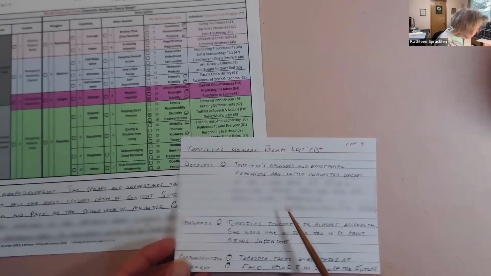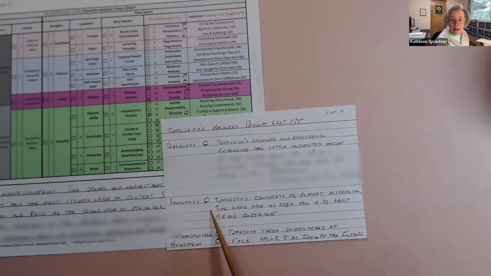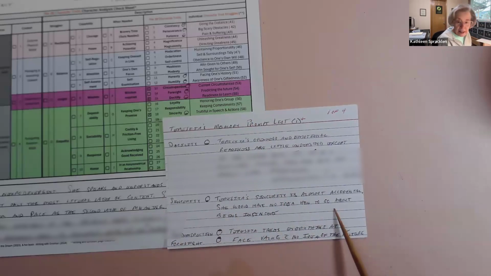Next, in base traits, is her sincerity. And she comes about her sincerity almost by accident. She doesn't have any concept of, well, how would you even go about being anything but sincere? She's so face value that sincerity just falls out.